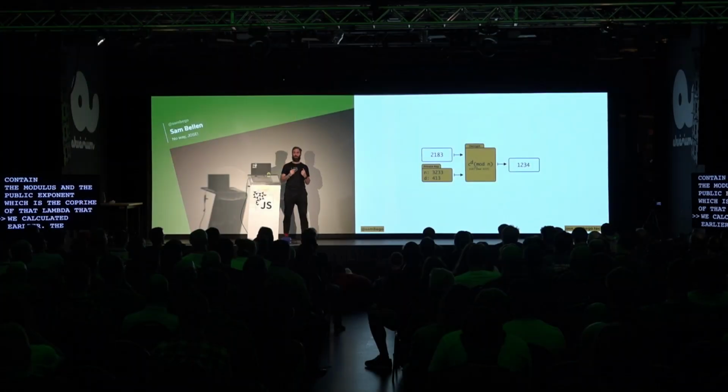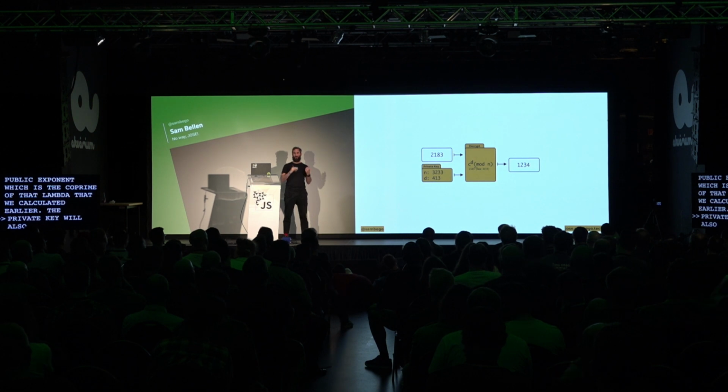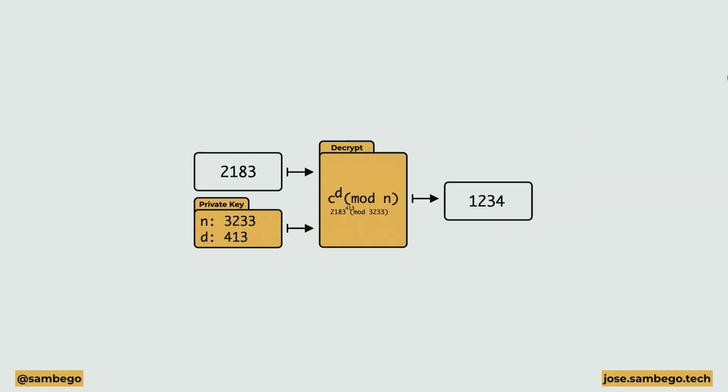So we do that. We take this 2183, plug it into the algorithm in the yellow box, which is the RSA decryption algorithm, together with the modulus and the private exponent found in a private key. And if all works out, and I've done my math right, we should end up with the original message, which in this case was 1234.